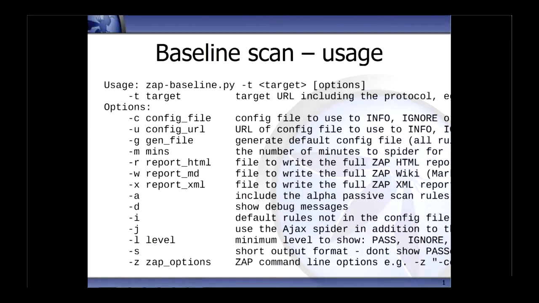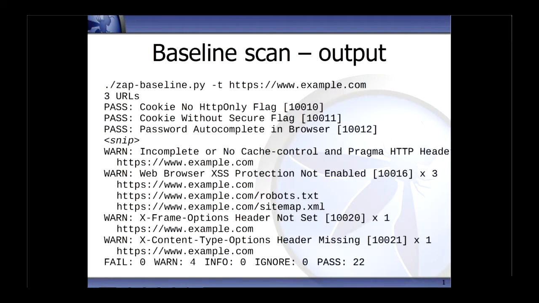What I've done, I've got some slides here which show the usage in case the demos didn't work for whatever reason. I'm not going to go through all of these options. This is actually on the weekly release rather than the stable one, so there are more options here because I've been adding them. But there is a -Z ZAP option, so you can specify any ZAP command line options, which is kind of useful. And there's the output, which you've already seen.